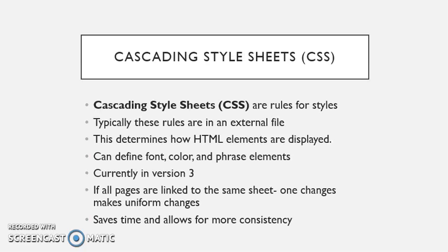Cascading style sheets, known as CSS, these are rules for styles on web pages. Typically, these rules are in an external file, but sometimes they can be embedded inside the HTML web design. This determines how HTML elements are displayed on a web page. CSS is used to define the font, the color, and the phrase elements of a web page.